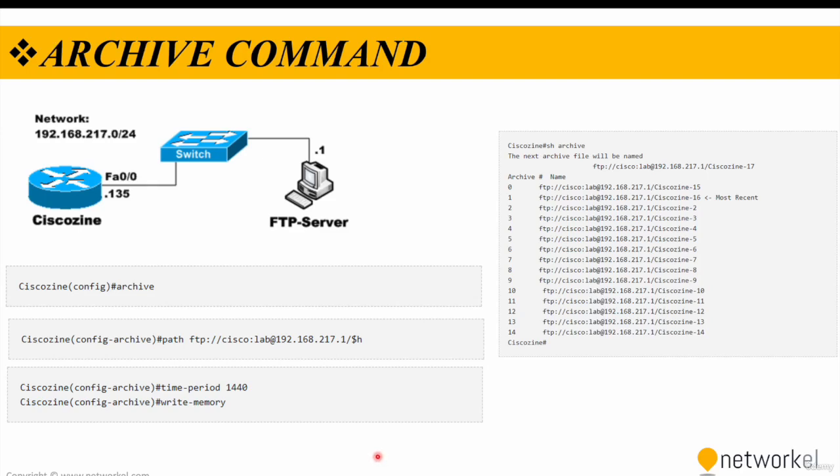That is a sample configuration for archive you are seeing here. First of all, in config mode you type archive. Then you type the path command, path ftp, and you see something like cisco and lab, which means cisco is the username for this FTP server and lab is the password for this FTP server, and then you just type the IP address of the FTP server and the directory. Time period 1440 means in 1440 minutes the latest state of the configuration will be sent to the FTP server. Also, each time the write memory command is executed, the archive will be triggered and another configuration backup file will be sent to the FTP server, as you are seeing here.